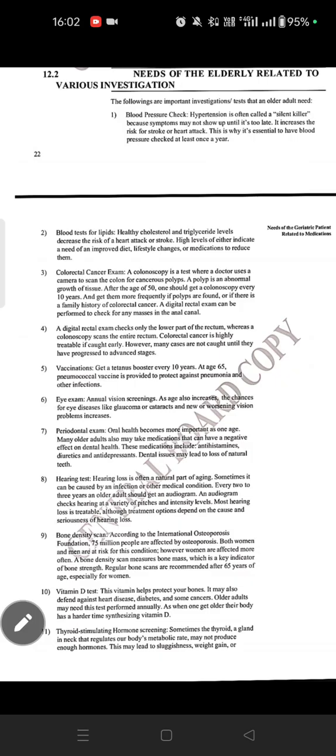Then vitamin D test. Vitamin D helps to protect your bones. Deficiency can be linked to heart disease, diabetes or some cancers. So we can always give vitamin D supplements.